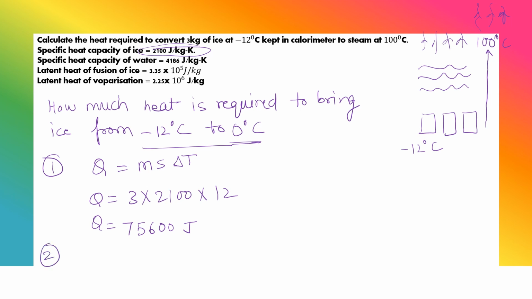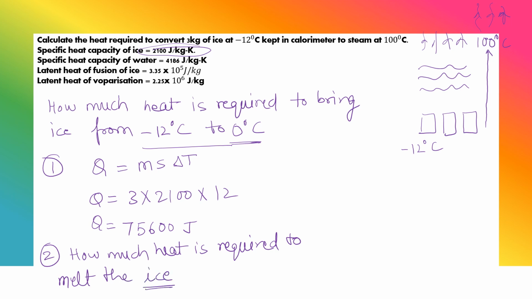Now second question is, how much heat is required to melt the ice, right? Because now here the phase change will take place. So what we can do here, we can write the formula of specific latent heat for melting. So Q is equal to L into M, or sometimes you write M into L. Let me make some space. I will write here. So Q is equal to, as I have written, Lm.